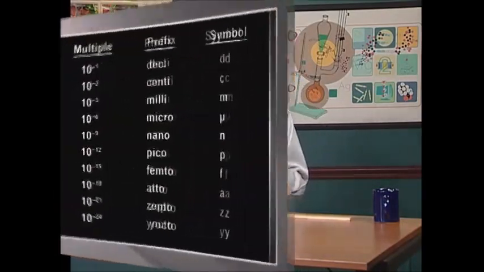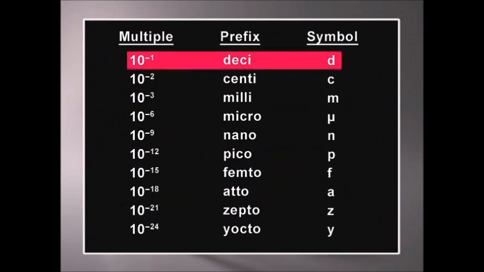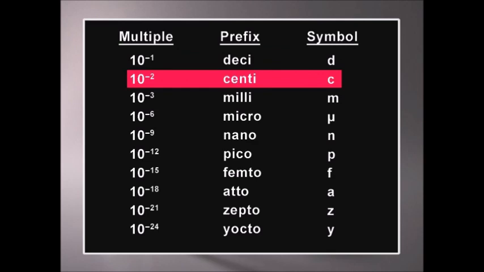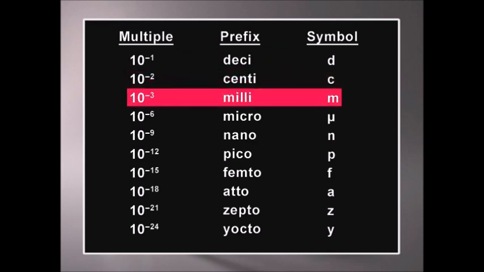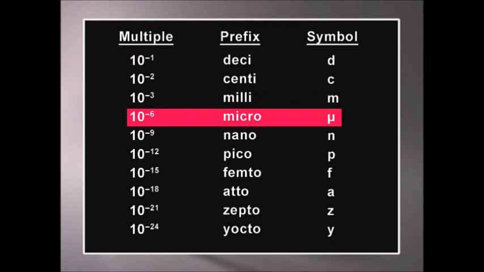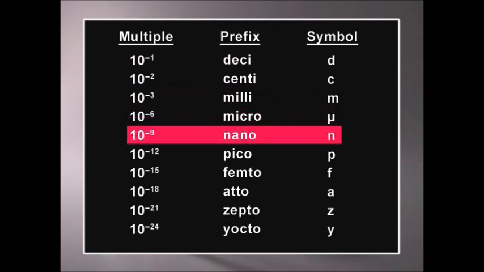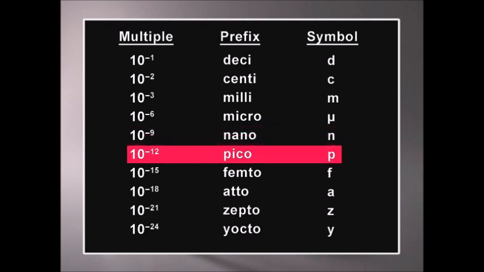If you have less than one of your base unit, if you have a fraction of your base unit, the prefixes are the following. 10 to the minus 1 is called a deci, symbol is lowercase d. 10 to the minus 2nd, centi, c. 10 to the minus 3rd, milli, m. 10 to the minus 6, micro. They actually use a Greek letter mu here. 10 to the minus 9th, nano, lowercase n. 10 to the minus 12th, pico, p.